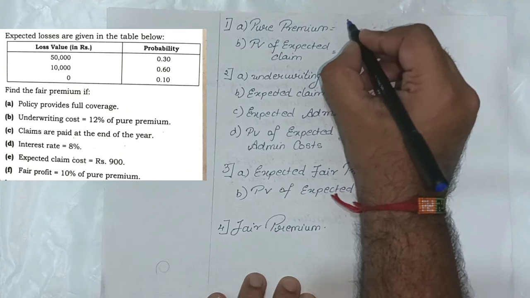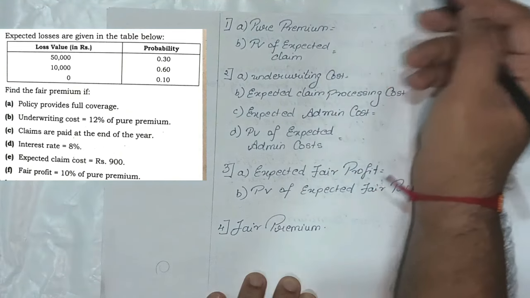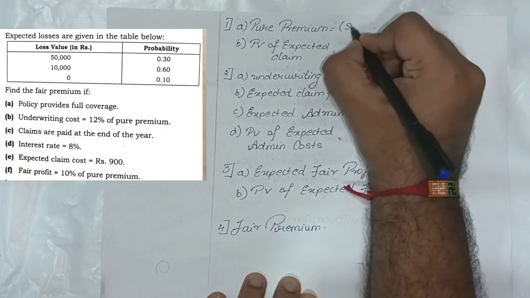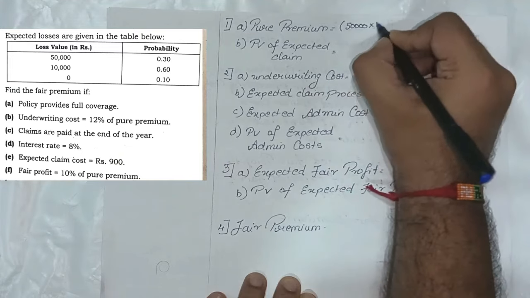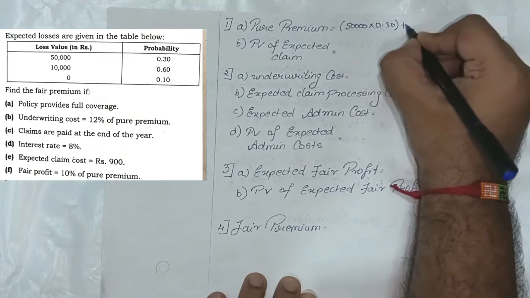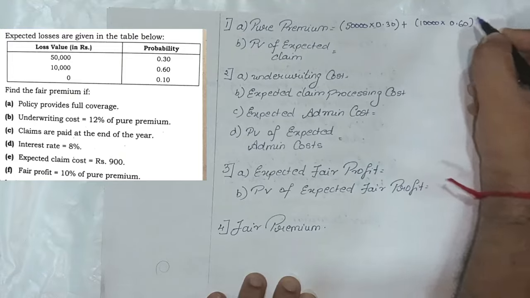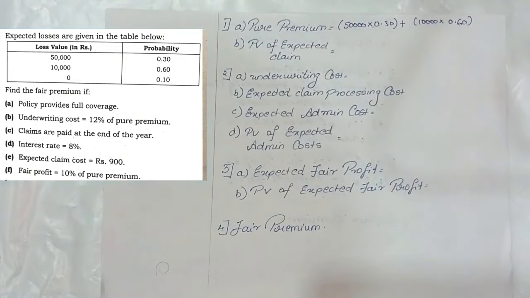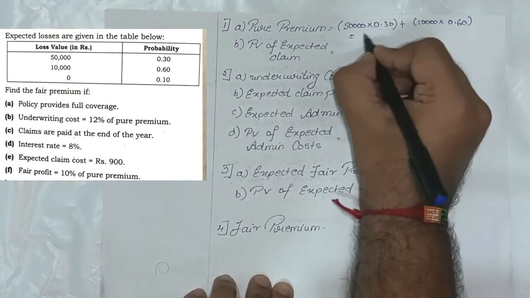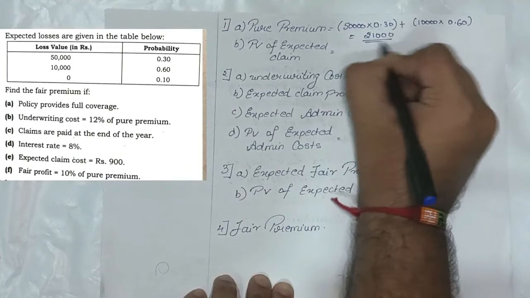First we need to find the sum of all the losses along with their probability. So 50,000 into 0.30 plus 10,000 into 0.60. Let us start with the multiplication part. 50,000 into 0.3 comes to 15,000, and 10,000 into 0.6 comes to 6,000. So 15 plus 6 is 21,000. So our pure premium for the entire sum is 21,000.